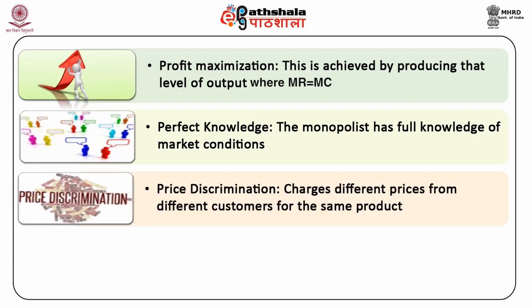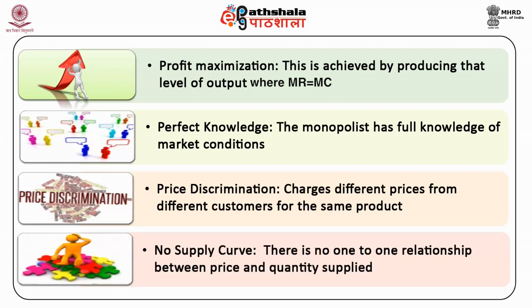Eighth, price discrimination. This is the most important feature of monopoly. Under this, a monopolist charges different prices from different customers for the same product. Ninth, no supply curve. Under monopoly, there is no unique supply curve. So, there is no one-to-one relationship between price and quantity supplied.